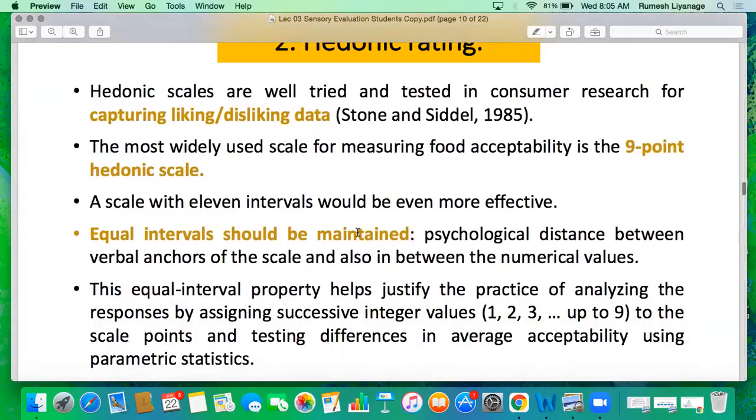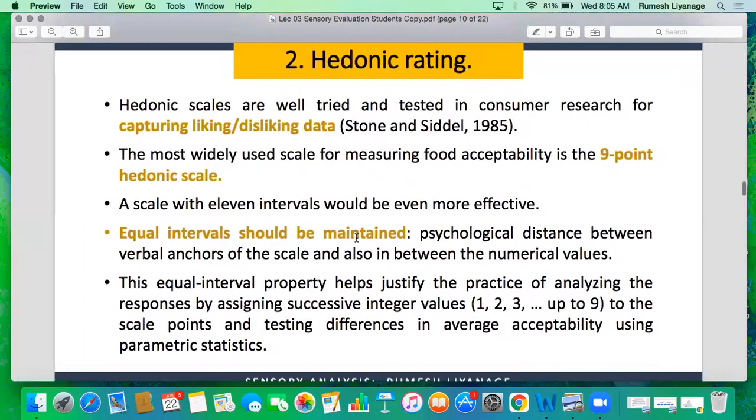Then the second one, right? Second one, hedonic ratings. So hedonic test has a very good history. I'm not going to explain. You just type hedonic scales and you can read. Hedonic rating is a different one, and basically we use it for quantitative measures, right? And capturing liking, disliking data. Hedonic scales are well tried and tested in consumer research for capturing liking and disliking data. The most widely used scale for measuring food acceptability is the 9-point hedonic scale.